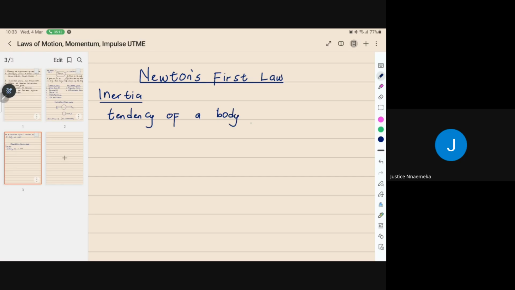Tendency of a body to remain at rest or continue moving with constant velocity. I said what I mean by constant velocity: same direction, same speed. In simple terms, you just want to remain on a straight line with constant velocity. You want to maintain that motion in a straight line.